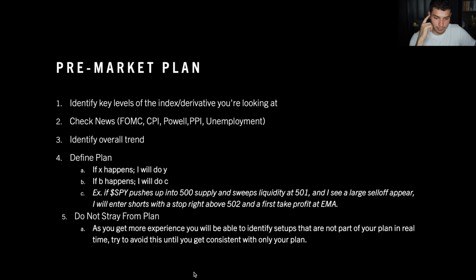Okay. Do not stray from your plan. Very crucially, again, very, very important. Do not stray from your plan. All right. As you get more experience, you'll be able to stray and get away from your plans. But try to avoid this, because you really want to get consistent with looking at and following your own plan, your own setups.